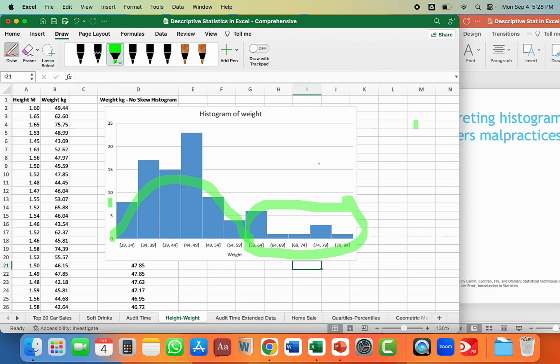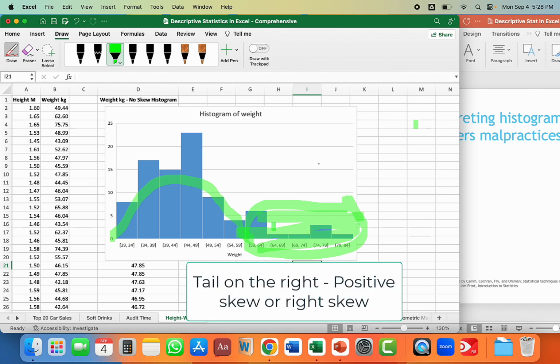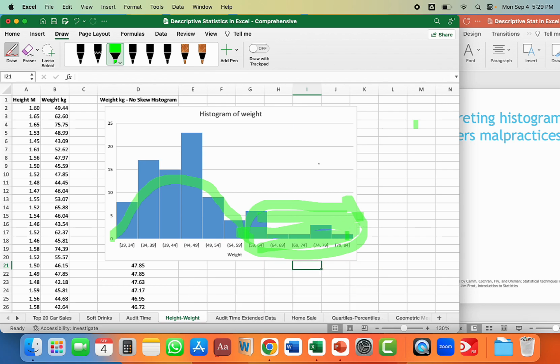This tail can also exist on the left side, and then we call it left skew or negative skew. But in this case, where we have this tail on the right side, one piece of information that this skewness tells us is that there are possibly some outliers. Second, although most values are on the left side, which is normal, the values on the right side are creating a tail.